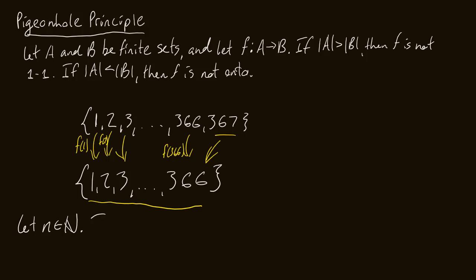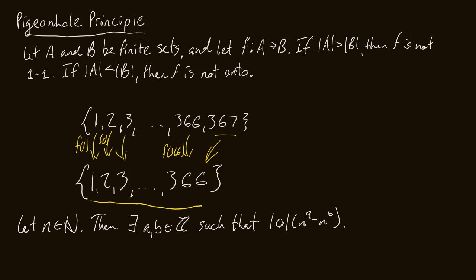Then what I'm going to say is that there exist integers a and b in the set of integers such that 10 divides the difference n to the a minus n to the b. Now that is such a random fact, right? You can't tell me that's not a random fact. But we could show that this is true by using the pigeonhole principle.